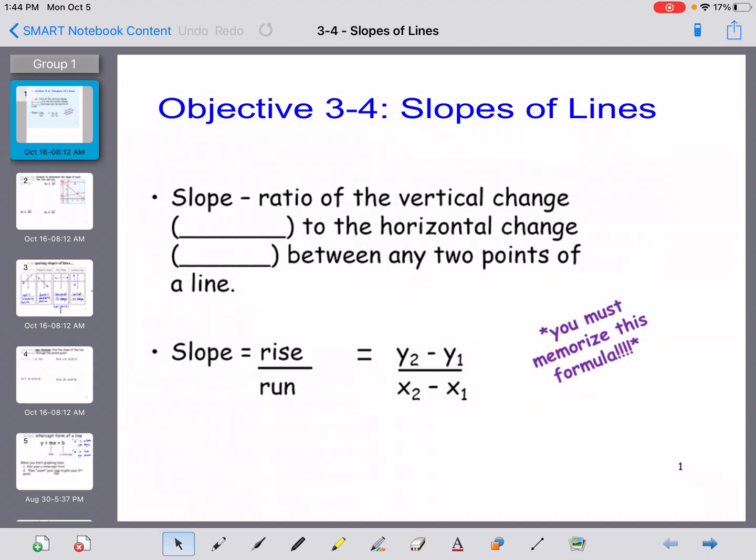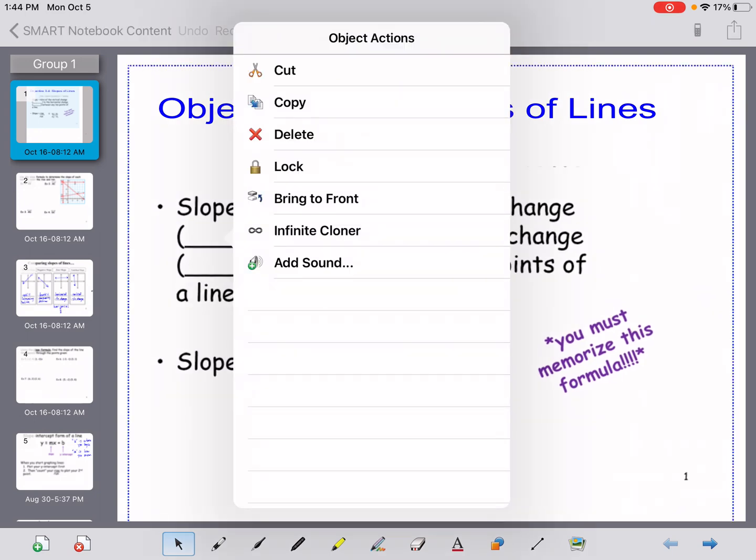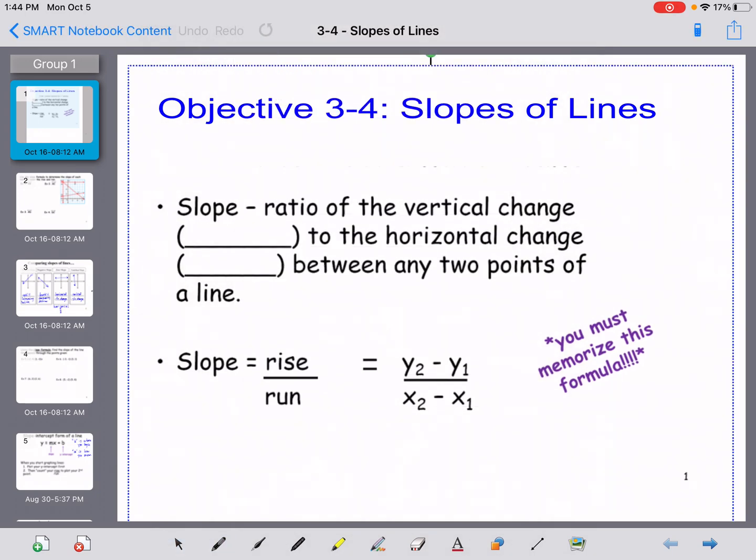All right, so slopes of lines. This is objective 3-4. The slope is the ratio of the vertical change, which we often refer to as the y's, to the horizontal change, which we often refer to as the x's, between any 2 points of a line.